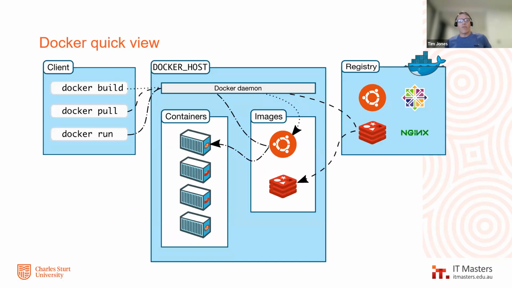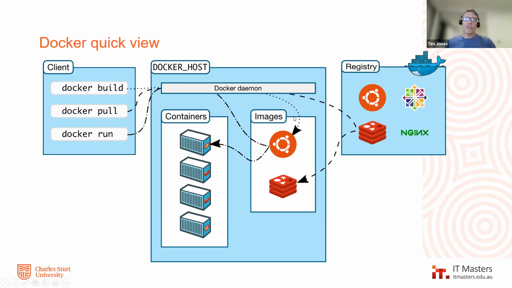So a quick view of what things look like within Docker. We have a client system where we're sending our command line requests through to the Docker host, pulling information backwards and forwards. On there, we have a Docker daemon that runs, waiting for commands to be seen, and controls how they start up and the information they start up with.